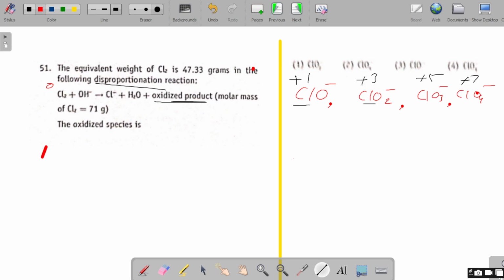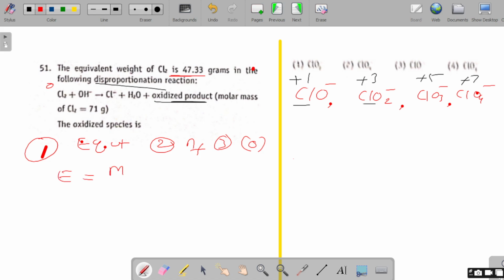First we should calculate the equivalent weight. Then from that you can find out the n factor. Then third, you can find the oxidized product. Let us see how we can calculate it. Equivalent weight is equal to molar mass divided by n factor. The equivalent weight is given, so you should straight away find out the n factor.